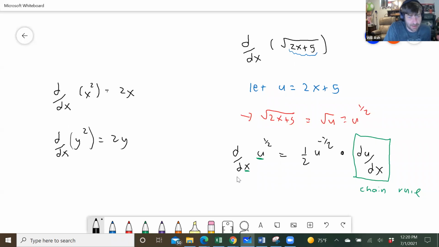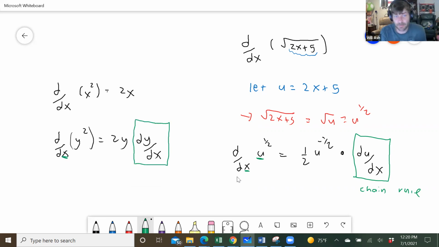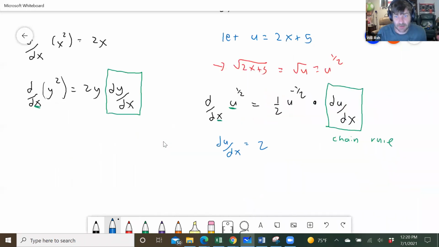I do 2y, but then times dy dx for that chain rule where my variables don't agree. All right. So in this particular case, I have what u was. U was 2x plus 5. So I can see that du dx, the derivative of this thing with respect to x, is just 2.